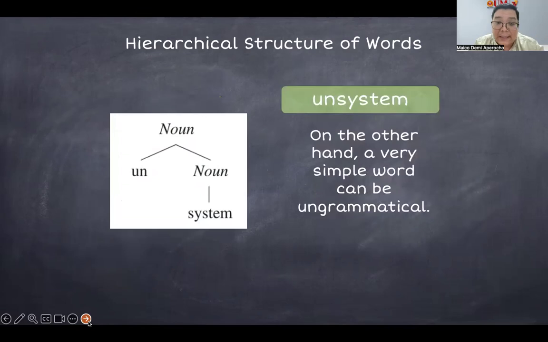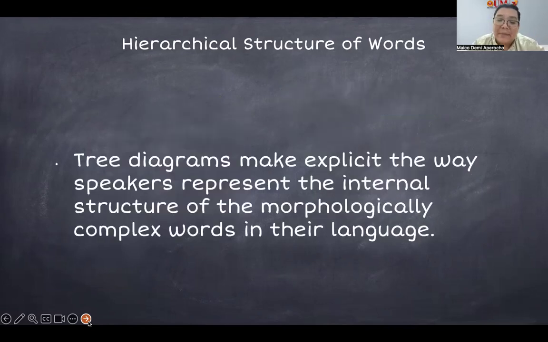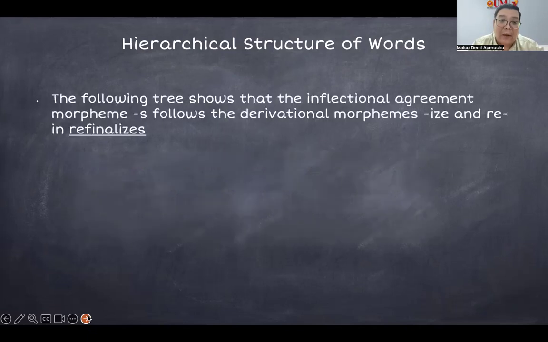We can say unsystem, which is a very simple word that can be ungrammatical. We don't say unsystem at all. There's no such existing word. Now, tree diagrams make explicit the way speakers represent the internal structure of the morphologically complex words in their language. So tree diagrams are very helpful because they help us better understand the complexity of morphological processes in a specific language.